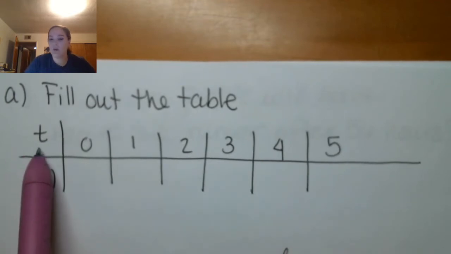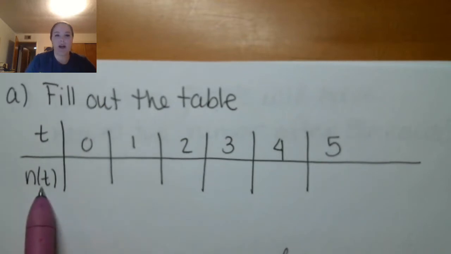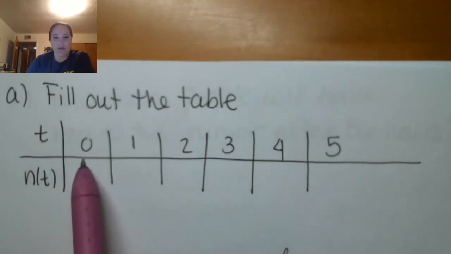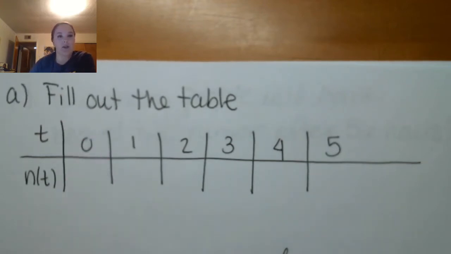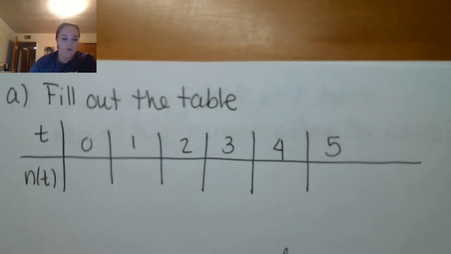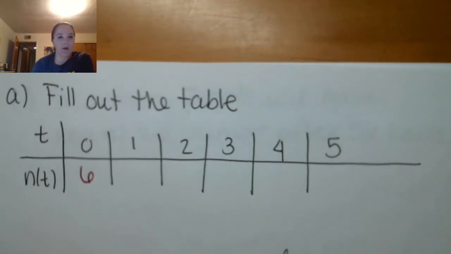Remember t is the number of days since the rumor started, and n of t is the number of people who have heard the rumor. So t being 0 means that the rumor has started today. On the day that the rumor started, 6 people have heard the rumor, and then each day after that, the number of people who have heard it triples.